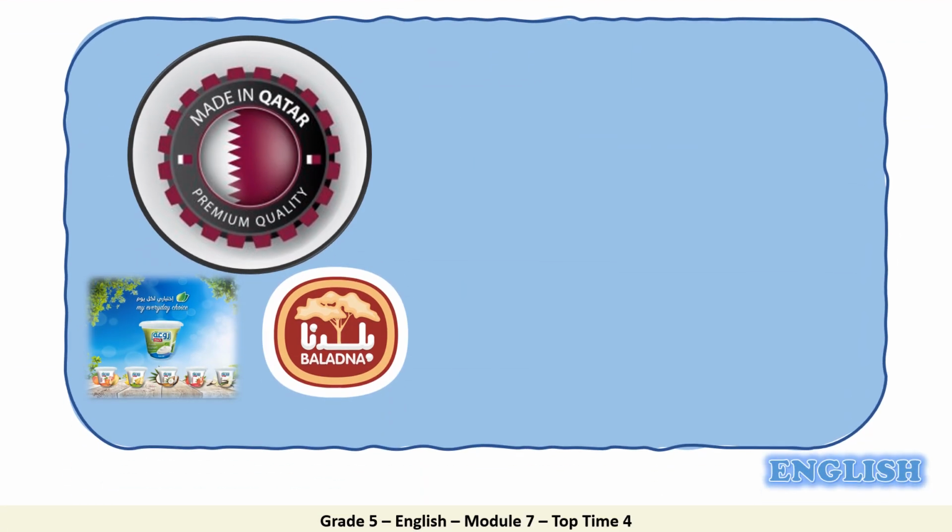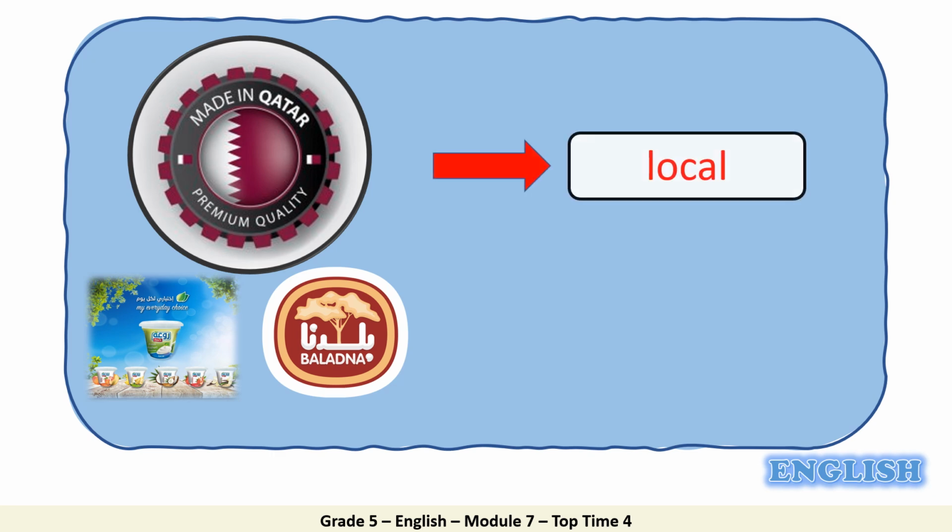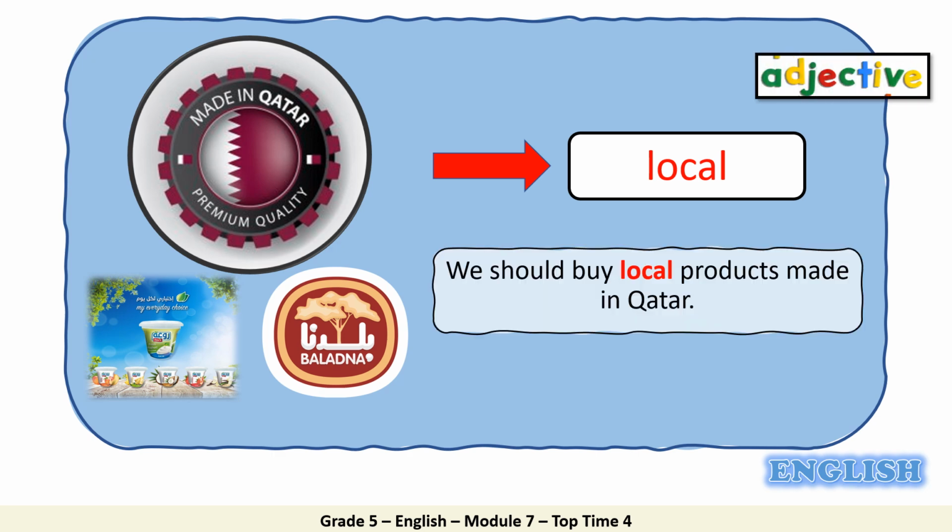If you take a look at this picture, you will see the words made in Qatar. When something is made or is happening or is built in the country you live in, we call this thing local. The word local is an adjective. For example, we should buy local products made in Qatar.